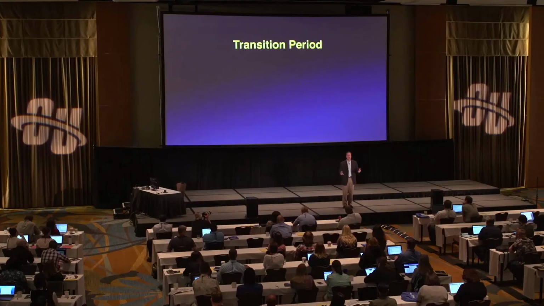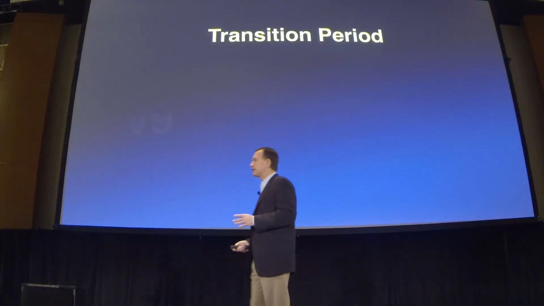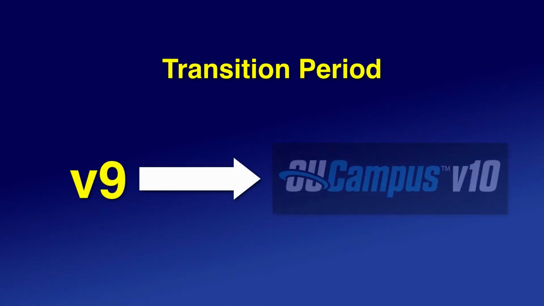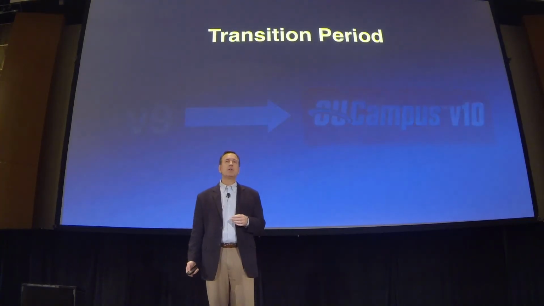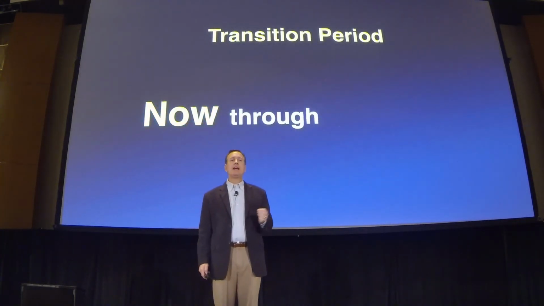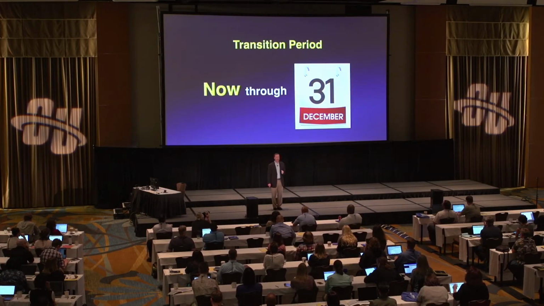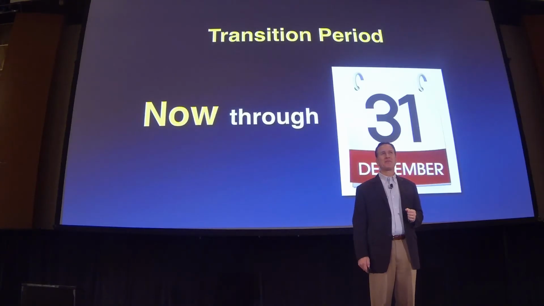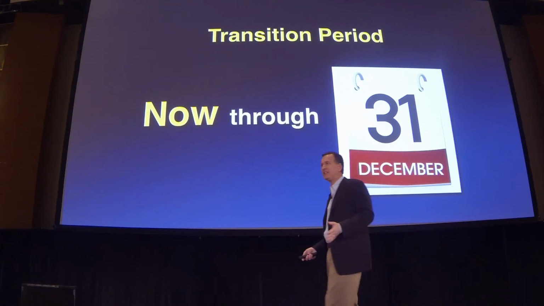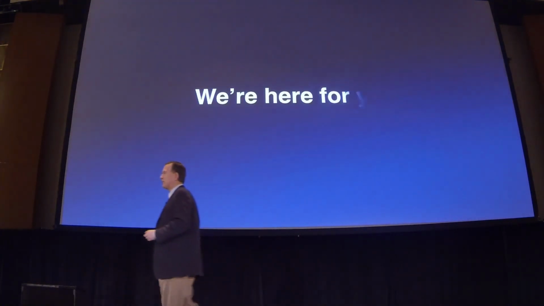This is a little different. It was such a big change that we wanted to allow you to train your users, to take advantage of our training department, and to make sure that you moved in at your pace. So here's how it's going to work. We're going to move from version 9 to version 10 over a period of time, which begins now and goes through the end of the year. So we don't want to leave any OU Campus version 9 user behind. We want you all to be using version 10 by the end of this year. Now, as Andy said, it's really easy to do, and we're here for you every step of the way.